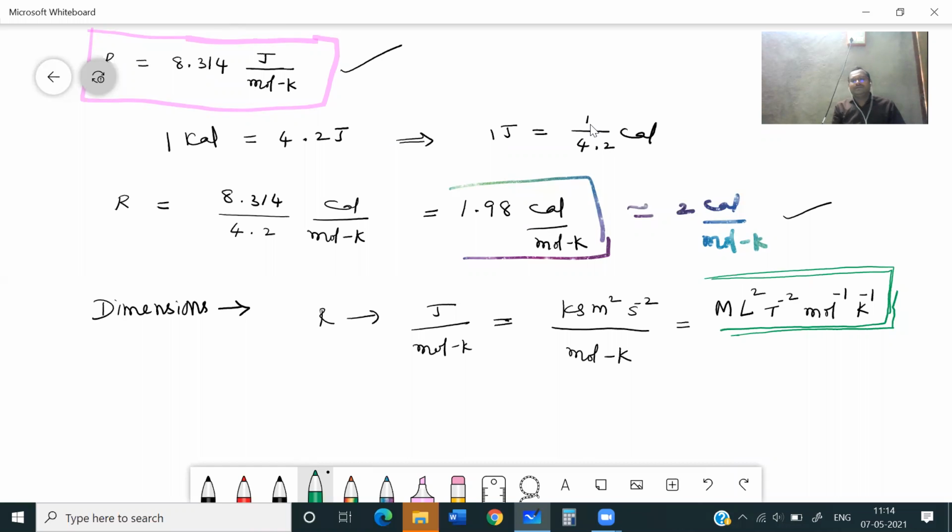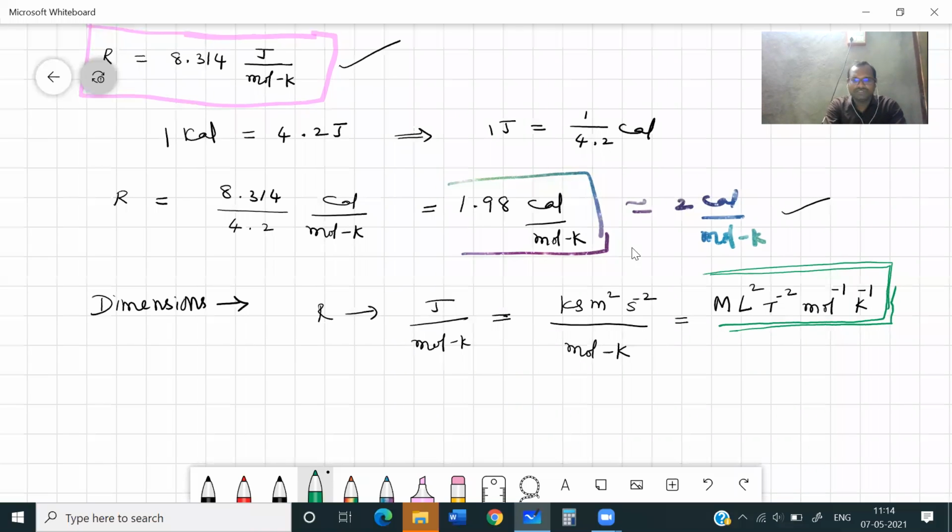So the universal gas constant SI unit is joule per mole Kelvin, and its dimensions are M L square T power minus 2 mole power minus 1 Kelvin power minus 1. The value of universal gas constant is 8.314 joule per mole Kelvin. Clear?